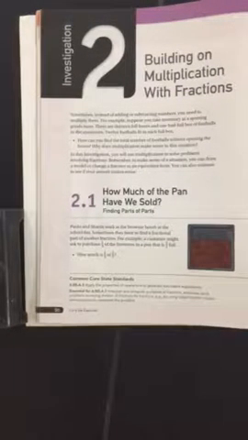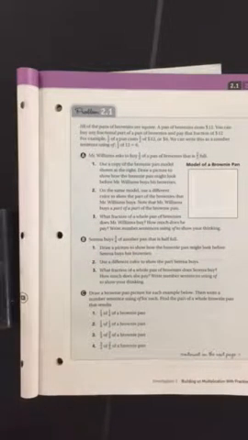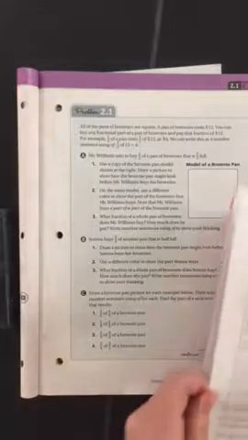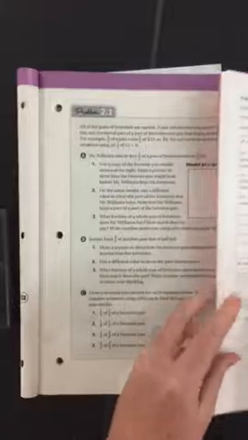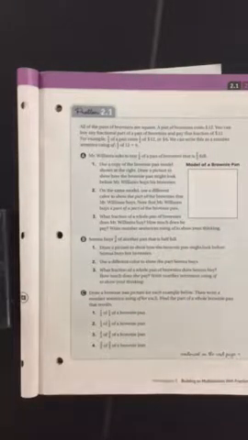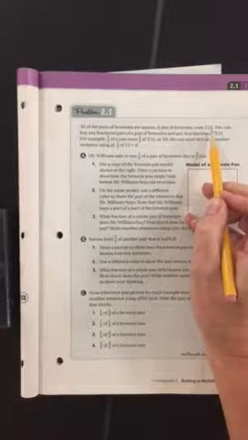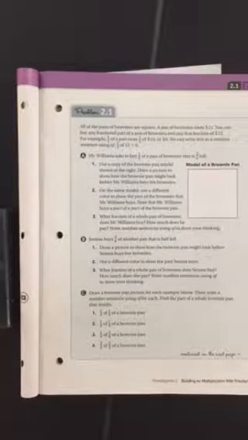Let's go ahead and flip to page 31 in our textbook, and that is page 14 in our workbook. So you can go ahead and put a 31 at the top. It says all of the pans of brownies are squares. A pan of brownies costs $12. That's important to know that it's $12 for the whole pan. You can buy any fractional part of a pan of brownies and pay that fraction of $12. For example, a half of a pan costs 1/2 of $12 or $6.